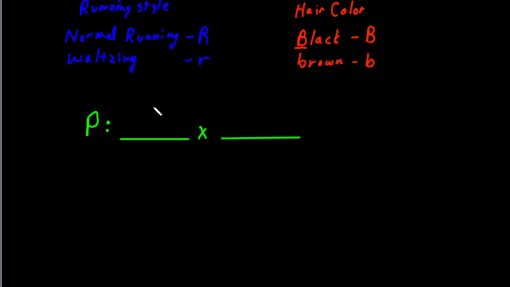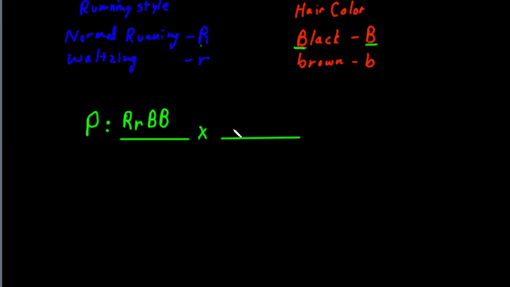So it says cross a heterozygous running, okay, so running, not waltzing, which means, and it says heterozygous. So heterozygous, of course, means big, little. So there's a big, there's a little. Heterozygous running mouse that is homozygous for black fur. Okay, so black fur is with a capital B, and it'll be homozygous, meaning that they will be the same. So heterozygous for running style and homozygous dominant for hair color, or homozygous black.